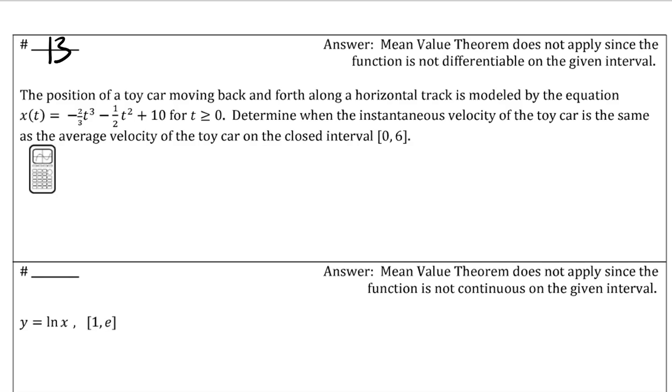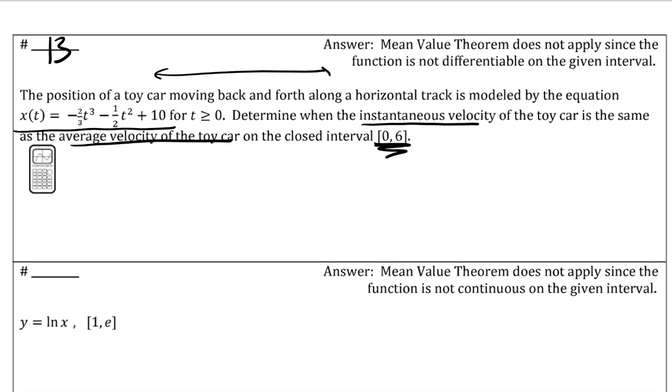Okay, the position of a toy car moving back and forth along a horizontal track can be modeled by this equation, where time has to be positive. Determine when the instantaneous velocity of the toy car is the same as the average velocity of the toy car, specifically between 0 and 6. So this question doesn't say anything about mean value theorem, but that's what mean value theorem is about. When is the instantaneous velocity equal to the average velocity?